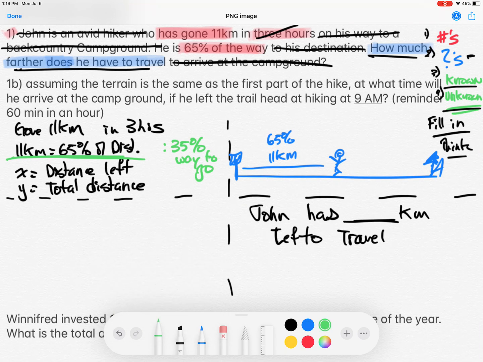He has this left to go. So this is 35% of the way, and we called that x. So this distance here is x. I also have this. The whole distance is y. We may or may not need that. So I have my diagram. Now I can start to set up my ratios. This area down here. So first one, this is your info. Second one is your diagram.